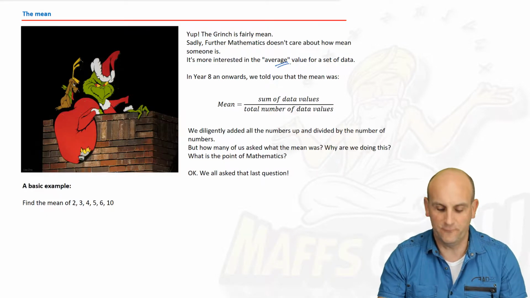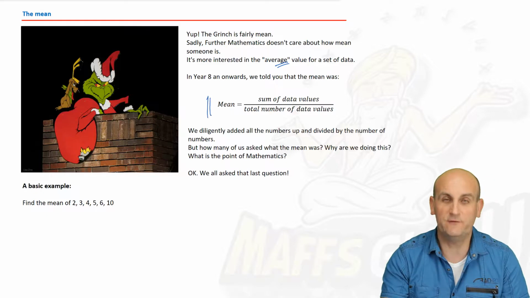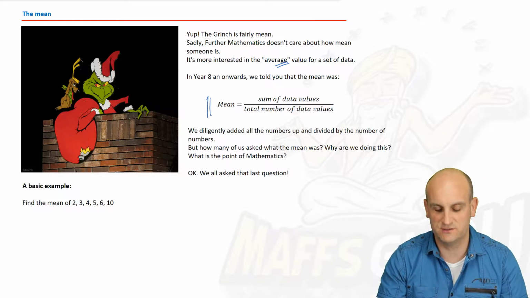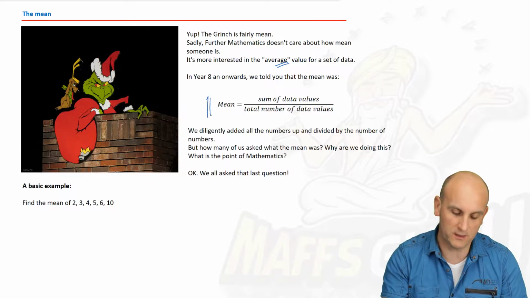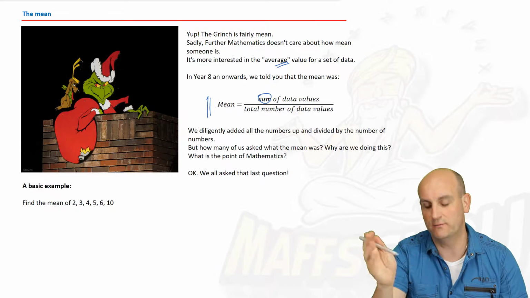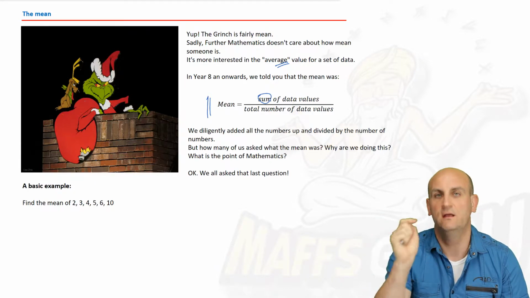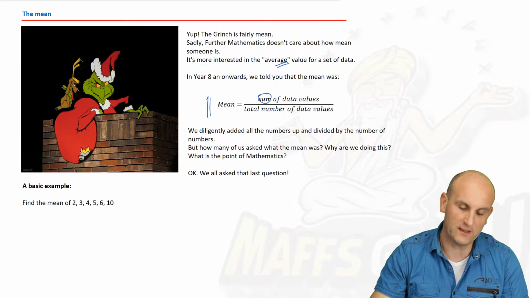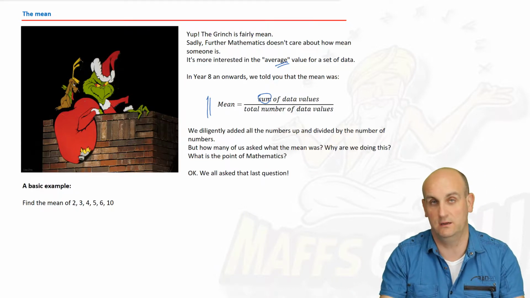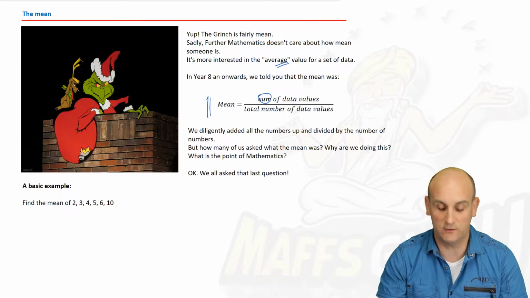Now looking at the formula that I've written here, there are all sorts of variations of this formula, but I think this is the one I like the best. The mean is given by the sum of the data values. And a lot of people are going to go, what does it mean by sum? Just add them all together. Divided by the total number of data values. So add them all together, divide by how many there are. Now we've done that since about year 8. By the time you're doing this course, you're in year 12.